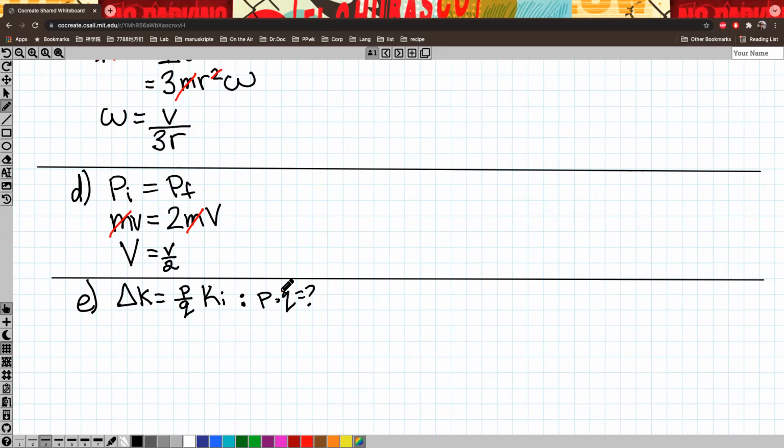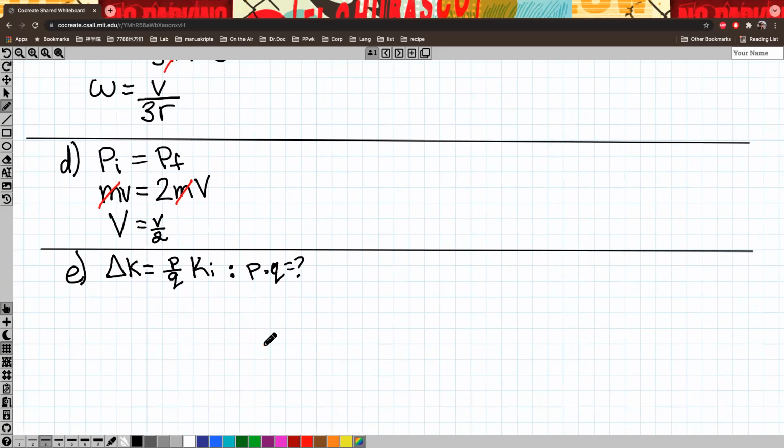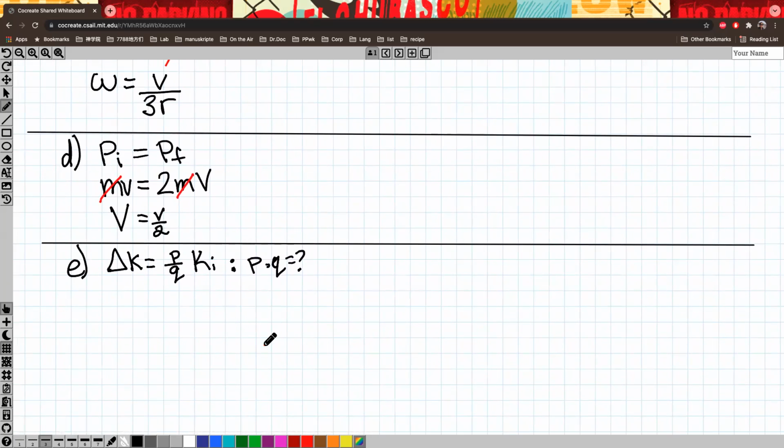Wait, what's P and Q? Actually, I don't fully understand P over Q. So we want to write delta K as a fraction of the initial kinetic energy. Okay, so maybe 3/5 of the original kinetic energy. Then P would be 3 and Q would be 5. All right. So how would we start this?